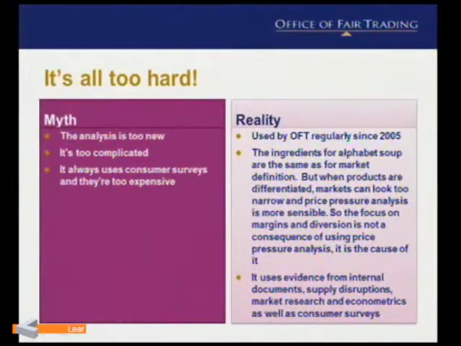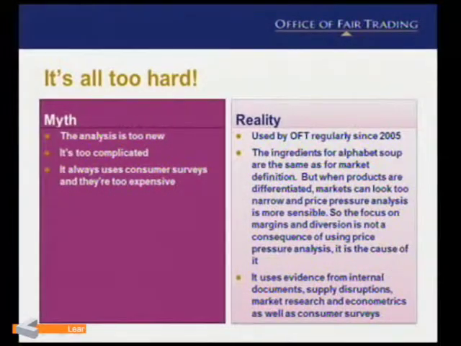So the second myth, it's all too hard. I think this has 3 components to it. That the analysis is too new, it's very complicated, and it always uses consumer surveys, and they're just too expensive. The economic ideas behind these techniques are really not that new. They date back to the 1990s. And these techniques have been used by the OFT regularly since 2005.